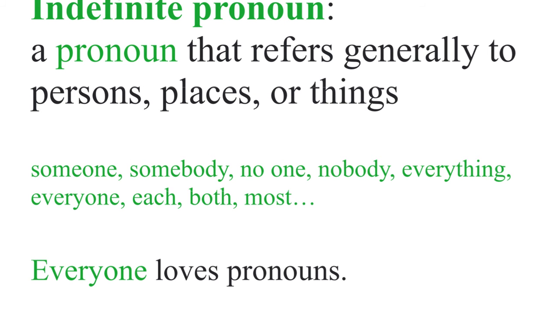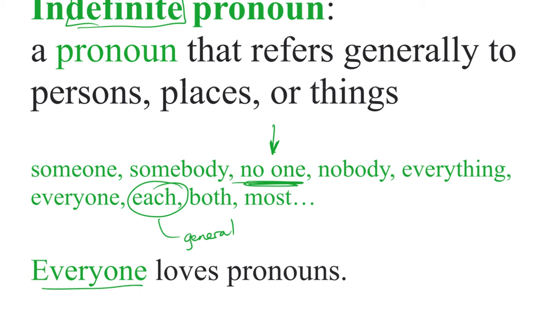Indefinite pronouns refer generally to persons, places, or things. So someone, somebody, everything, everyone. See how they're very general? When you say no one, you're not talking about any particular person that's not doing something. You're generally referring to people. Each cookie, you're not talking about a particular cookie. It's general. So these are indefinite pronouns because they are not definite. So in the example, everyone loves pronouns. We're not talking about a particular person.